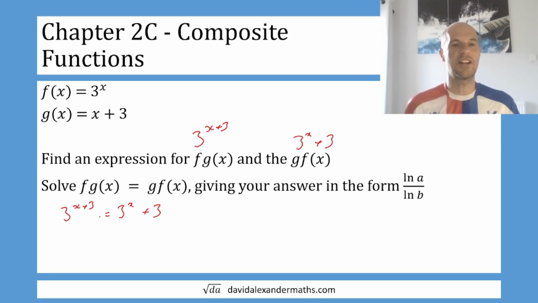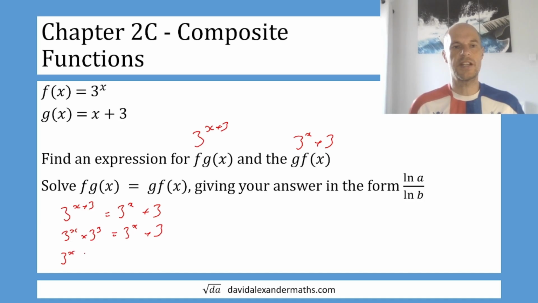You're just going to be hacking around probably, hoping for the best until maybe you get something that looks vaguely like an answer. Now, 3 to the power of x plus 3, that can be split up into 3 to the power of x multiplied by 3 to the power of 3. And so that equals 3 to the x plus 3. I'm going to get the other 3 to the x onto the other side as well.